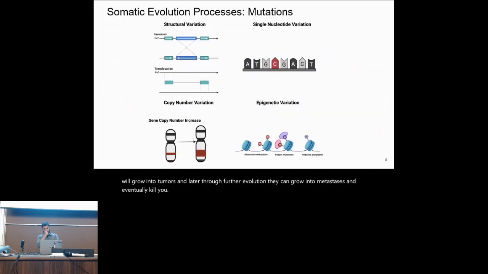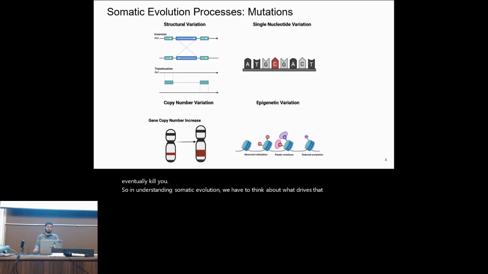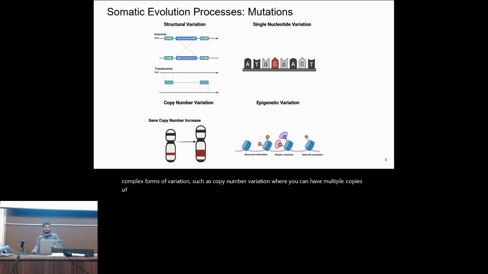So in understanding somatic evolution, we have to think about what drives that process of evolution. And the most obvious one would be mutations. But there are many different kinds of mutations that can occur through clonal evolution. So there's the more standard single nucleotide variation, which is just a change in a base of DNA. But then there's also more complex forms of variation, such as copy number variation, where you can have multiple copies of a segment of DNA or gene.